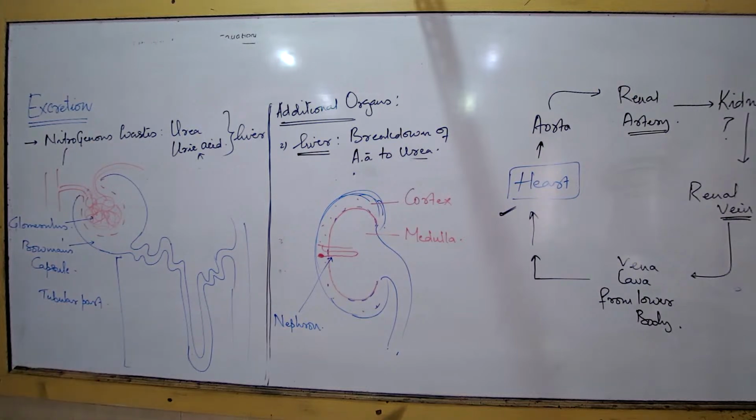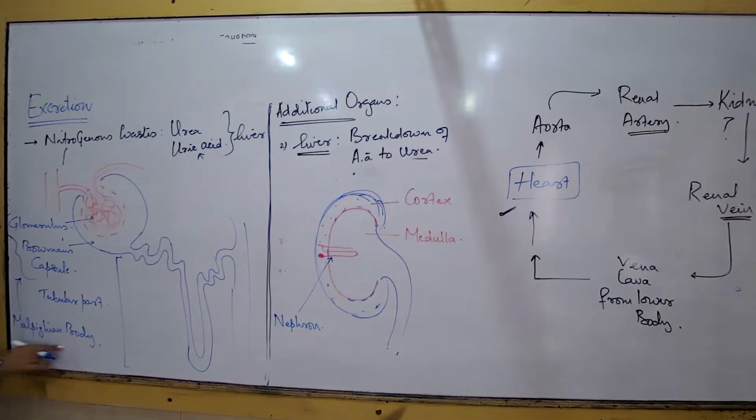There are only two parts, right? Which two parts? Bowman's capsule and glomerulus. For now, you write these three words. Glomerulus and Bowman's capsule together form what is known as the Malpighian body. This is known as Malpighian body. You write this way. What are the parts of the nephron? You have to write this way: glomerulus, Bowman's capsule and tubular part of the nephron. These two, glomerulus and Bowman's capsule, form the Malpighian body.